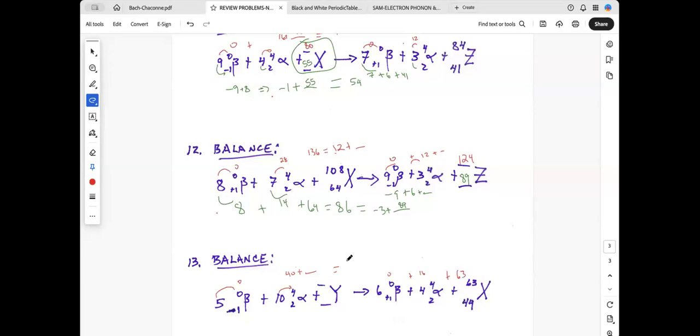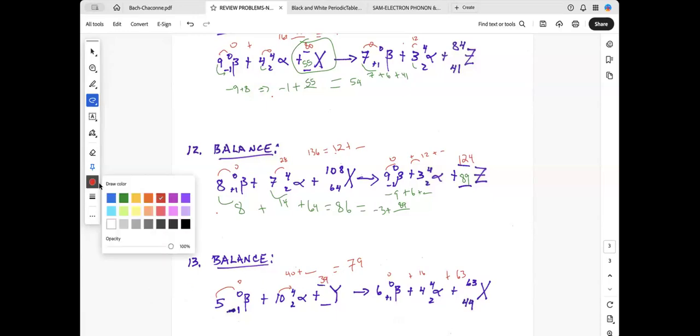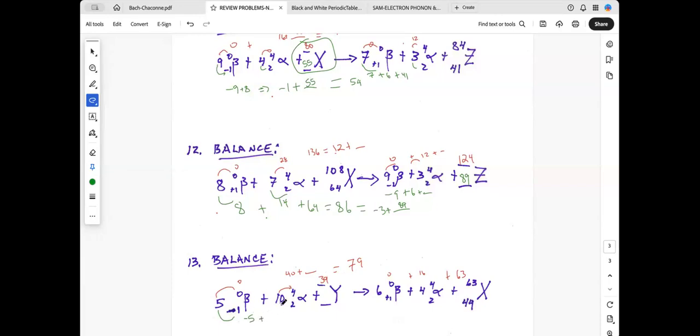So this has to equal 79. So if we subtract 40 from 79, we get 39. So this should be 39, I think. 39 plus 40 is 79. Good. I think my math is getting better. And then finally on this side, we have 5 times negative 1 is negative 5. Plus 10 times 2 is 20, right? And then we have blank. So 20 minus 5 is equal to 15.